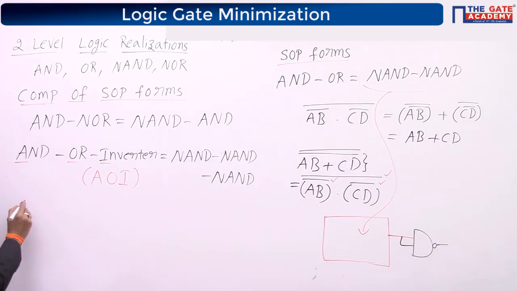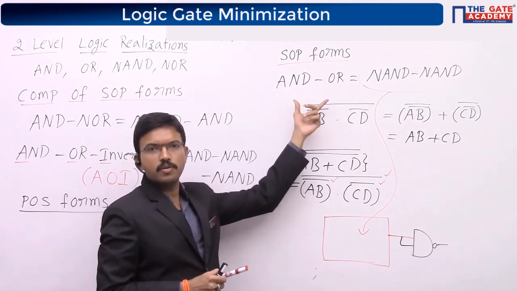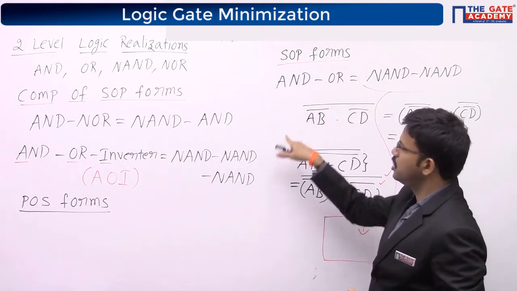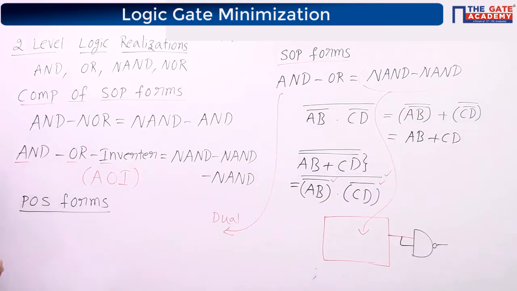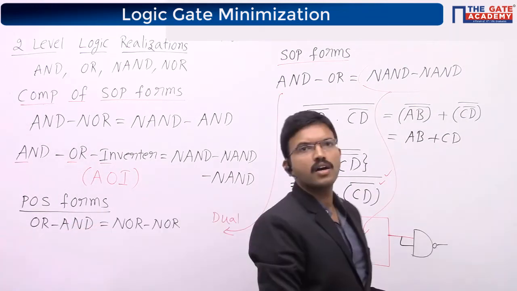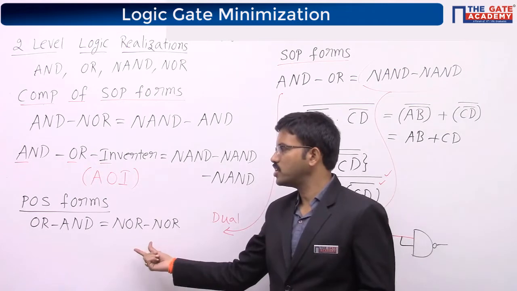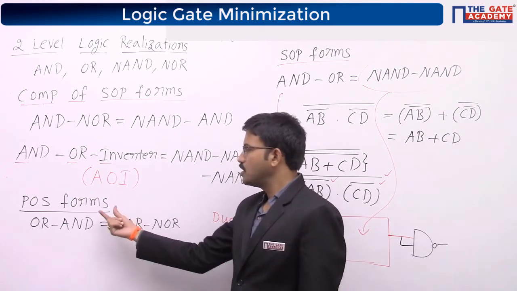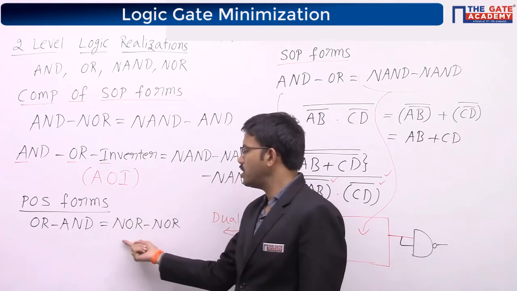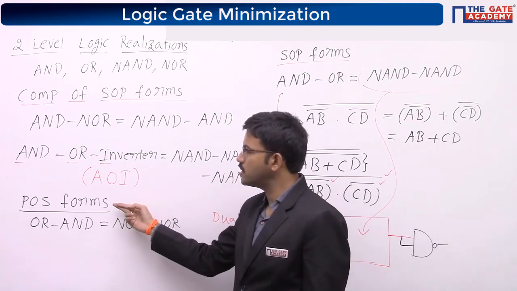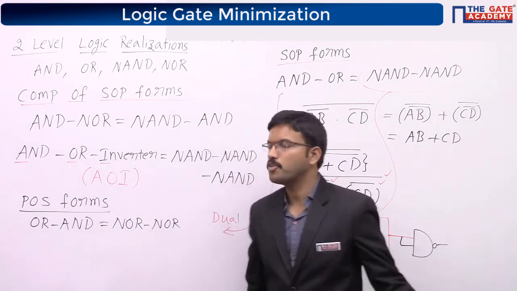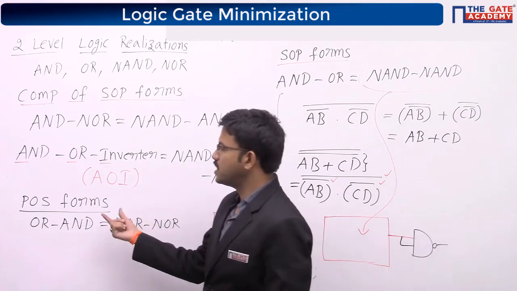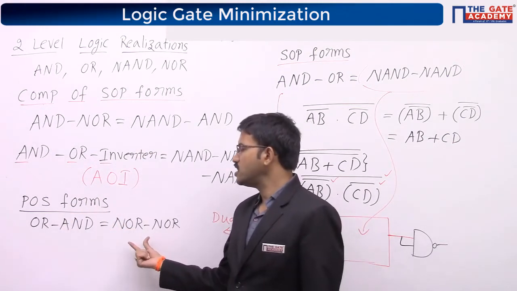Next one, POS forms. See here I am getting SOP form by using these gates. If you apply the dual to this one, you will get POS form. OR-AND equals NOR-NOR. Here you will get POS form. See, you can give the conclusion from here. If you want to implement any Boolean function, we can implement it with the help of NOR gates if it is represented in POS form. You can make a note: we can implement any Boolean function which is represented in POS form by using NOR gates.